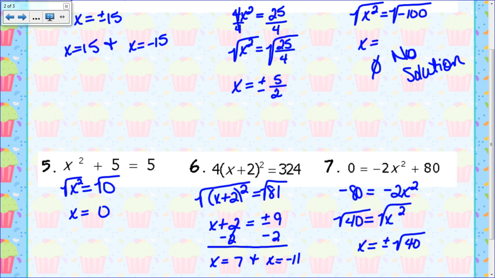So here are my two solutions for number 6. Now for number 7, first thing I did was subtract 80. So I had negative 80 equals negative 2x squared. And then I divided both sides by negative 2. So I got a positive 40 equals x squared.